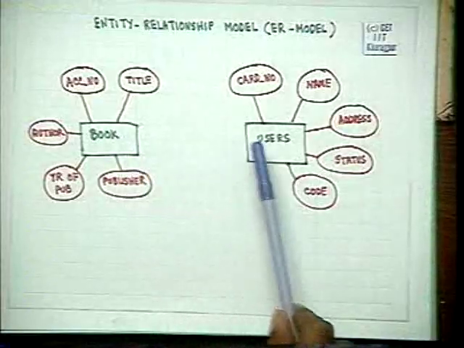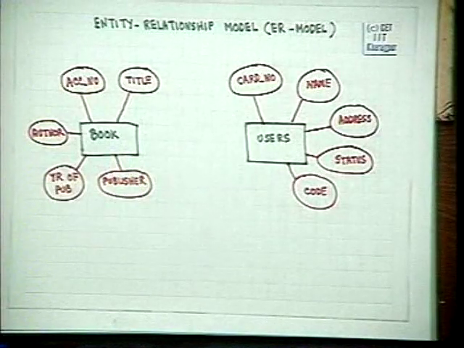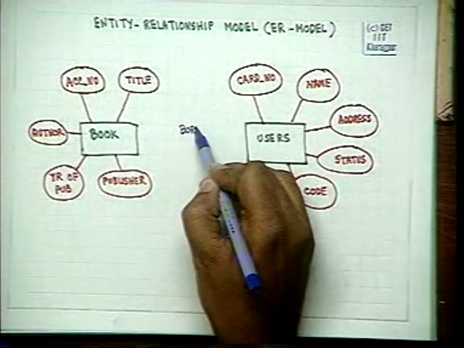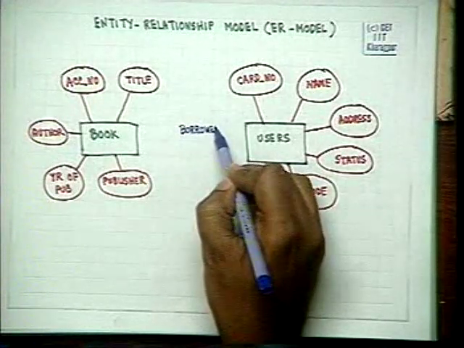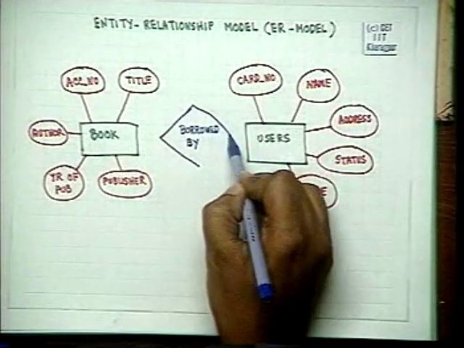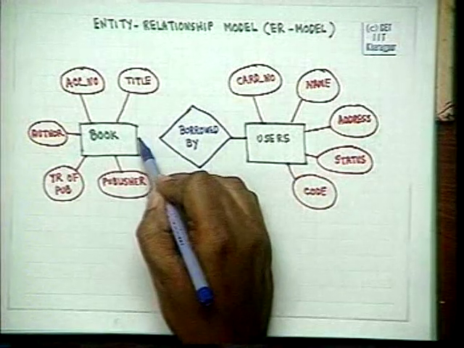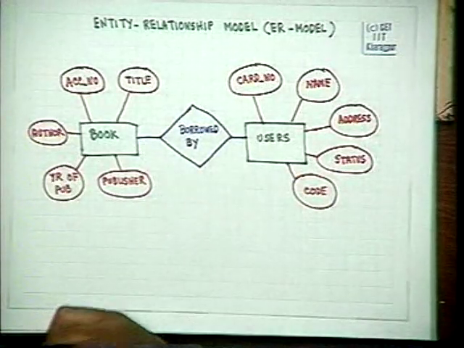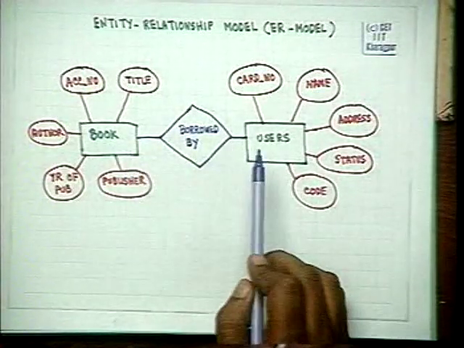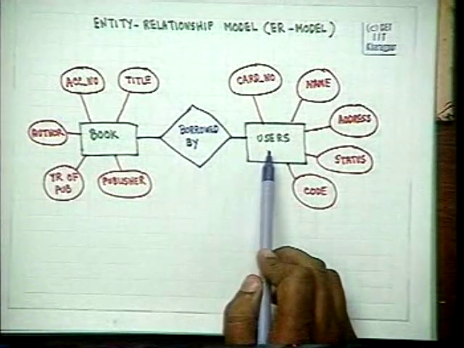Other than entities, you have what are called relations. These relations, the interrelationships between entities, are expressed as relations. And one of the most common relationships between books and users is the borrowed by relationship. This is a relationship which will map a particular book to a particular user, provided that this user has borrowed this book.